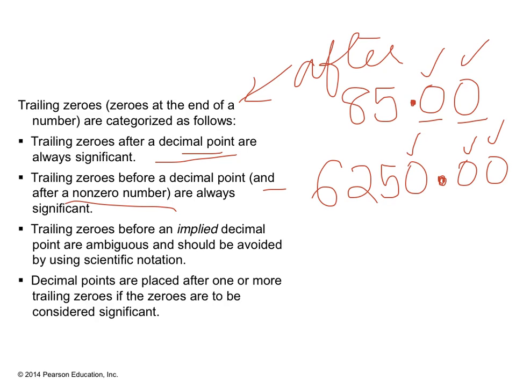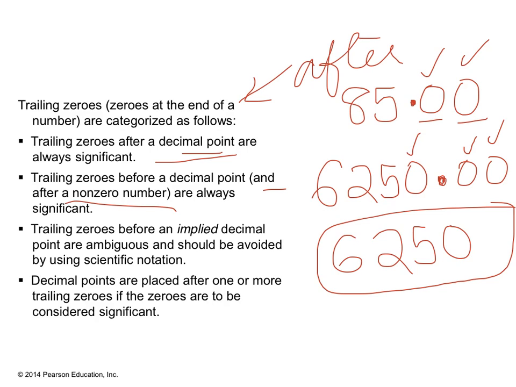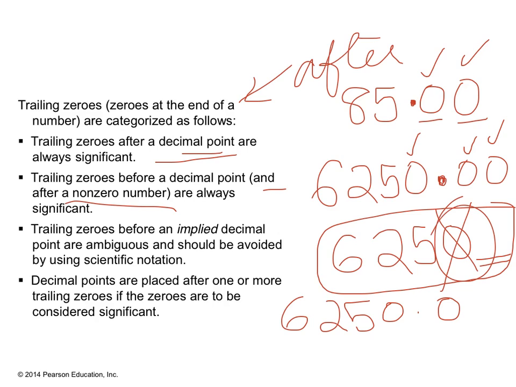Trailing zeros before an implied decimal point are ambiguous and should be avoided by using scientific notation. For example, if you wanted to write 6250, what the person who gave the measurement probably implies is 6250.0, but the word probably is very important here. We don't know if he actually implied the decimal. So this can get ambiguous, so this should be avoided.